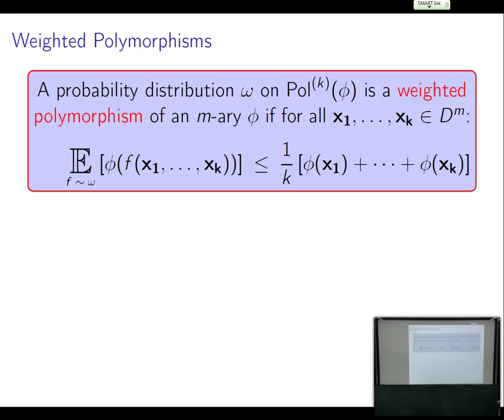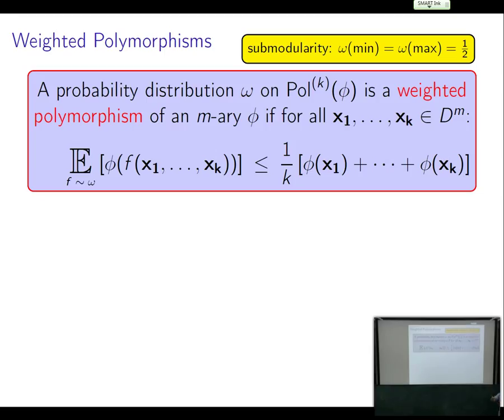If I have a weight function, phi, I look at the set of its polymorphisms, and then a probability distribution on this set of operations, the set of polymorphisms, is called a weighted polymorphism if linear inequalities of the following form hold. On the right-hand side, I have the average of k feasible solutions. On the left-hand side, I have the expected value of a feasible solution I get if I apply the probability distribution. So if you think of min and max, the submodularity concept, it's precisely the probability distribution that assigns half to min and half to max.